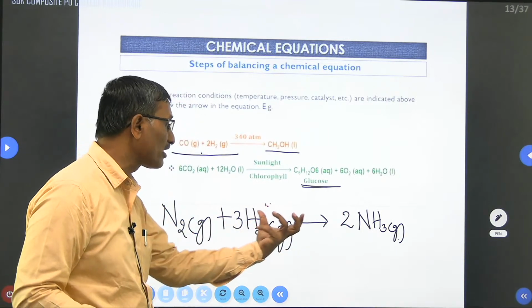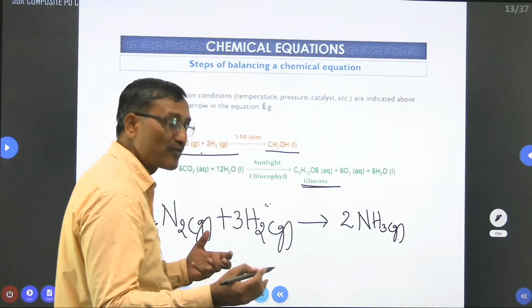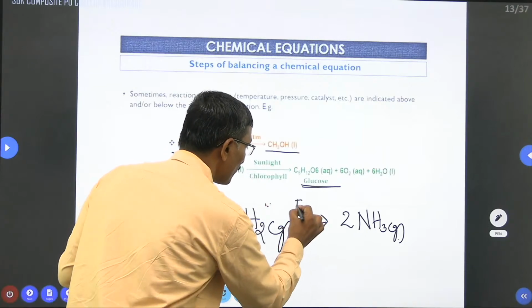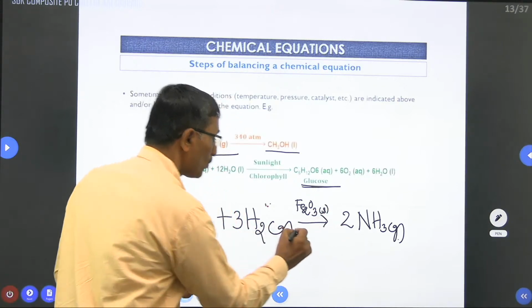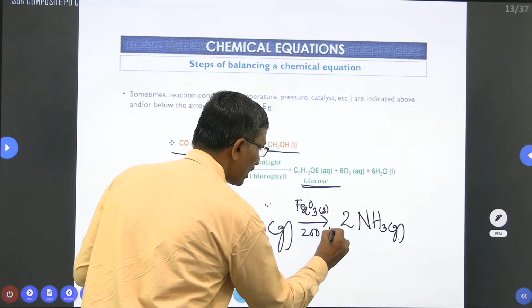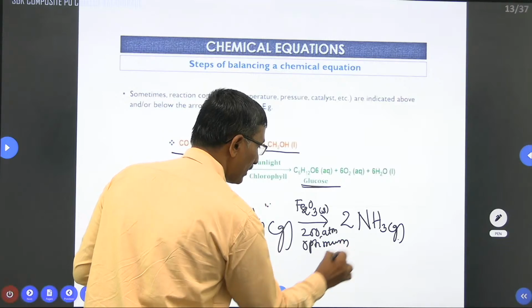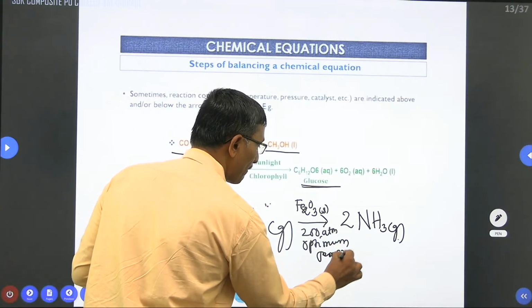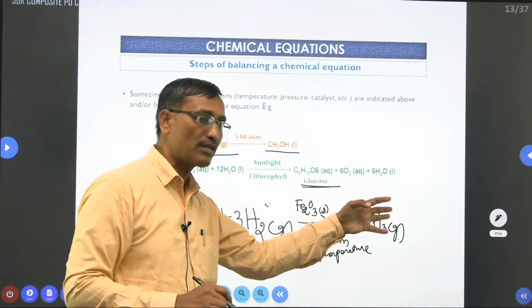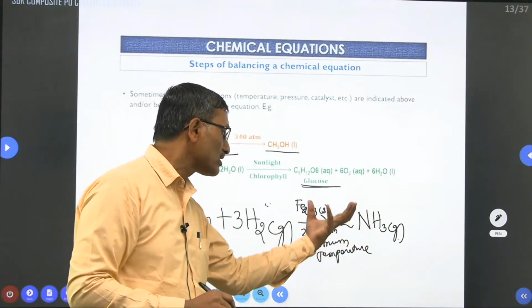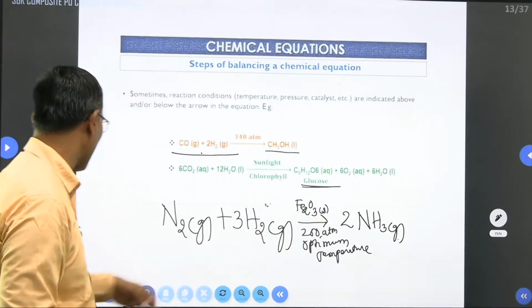Here too, students, certain conditions are mentioned. Which type of catalyst are we using? Iron in the form of iron oxide, Fe2O3. Is it correct? 200 atmospheric pressure, and an optimum temperature we are maintaining, because the reaction seems to be exothermic. Such conditions are mentioned on this arrow mark.